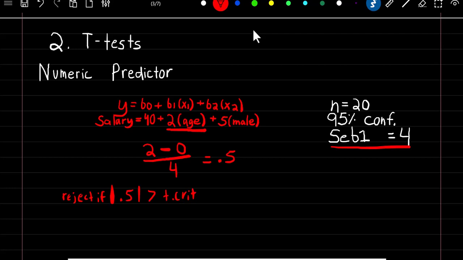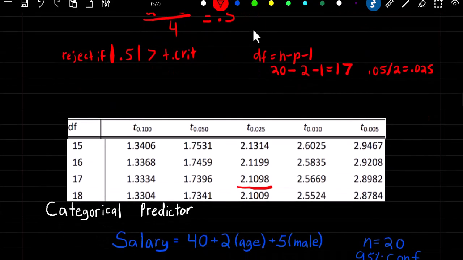So for our critical value, we're going to use degrees of freedom equal to n minus p minus 1. So we see that we have 20 observations, minus the number of predictors, which in this case we have 2, and then minus our intercept term to get 17. And then our alpha value is going to be 0.05, and since it's a two-tailed test, divided by 2 to get 0.025. So now we can look it up in our t-table, and you see here it's 2.1098. So we see that our t-score is less than our critical value, so we fail to reject. So it's not a good predictor.